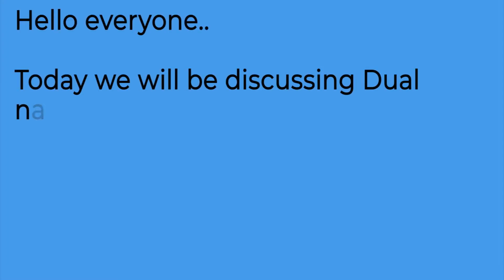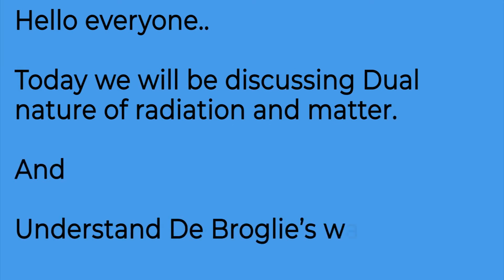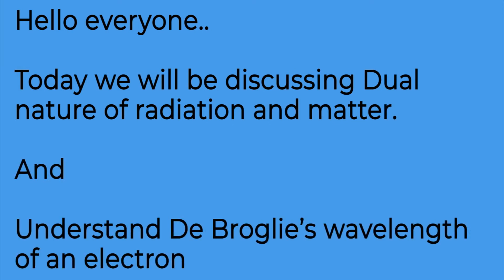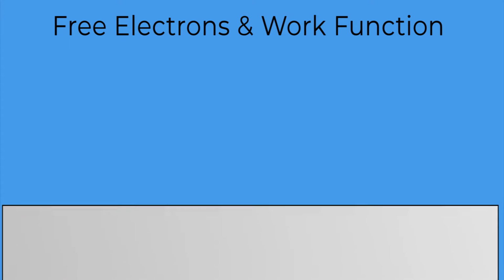Hello everyone. Today we will be discussing the dual nature of radiation and matter and understand de Broglie's wavelength of an electron. Before we jump into de Broglie's hypothesis, let us look at some basic concepts supporting this topic: the concept of free electrons and work function.